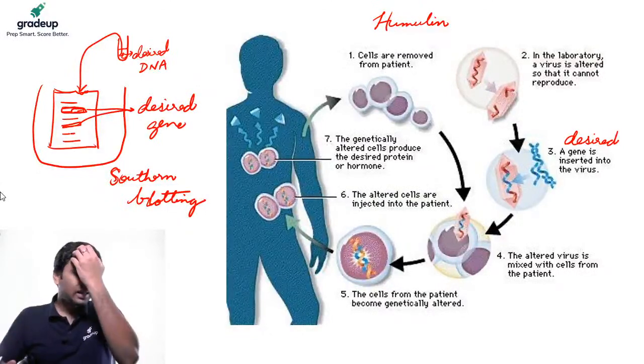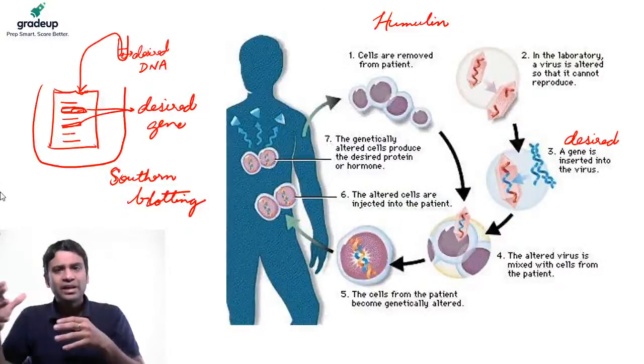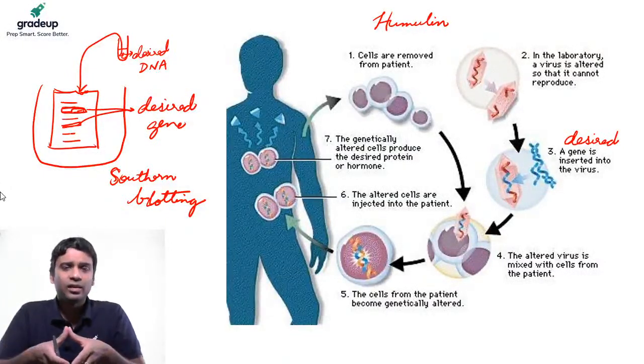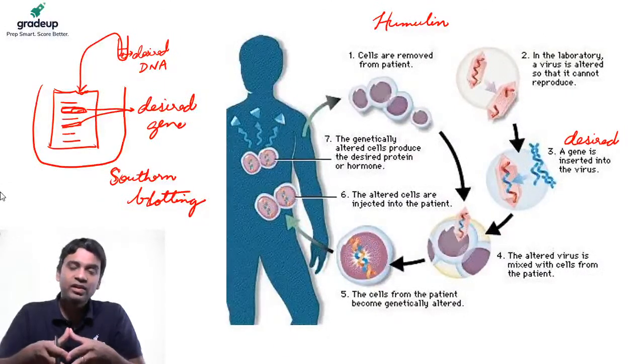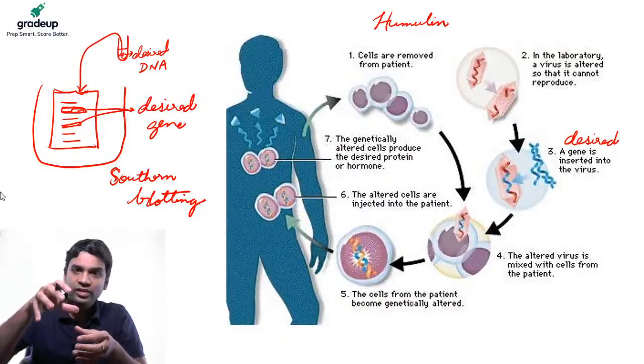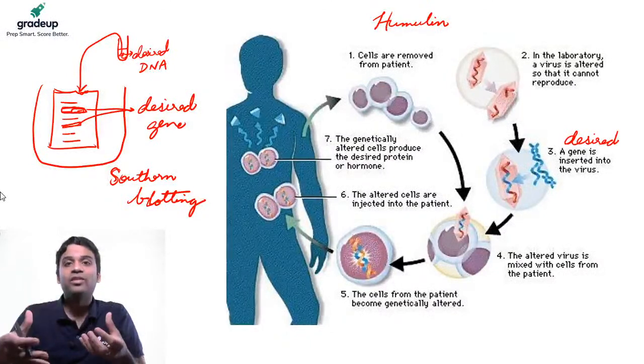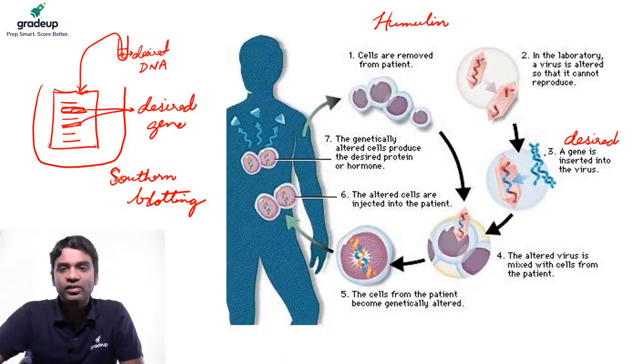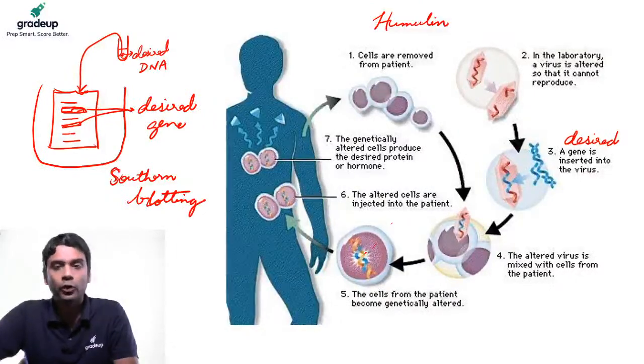So pehle aise hota tha, like the insulin was taken from pigs or cows. But because it's another species, usse bahut allergic reactions hote the humans mein. So that's the reason why by the methods of genetic engineering, insulin was produced en masse. So the insulin gene was taken up. Agar ye insulin gene hai, ye vector mein daloge, and us vector se, like the E. coli bacteria, or us vector se host mein daloge, and you get a mass culture of insulin. And later that insulin can be added to your body.